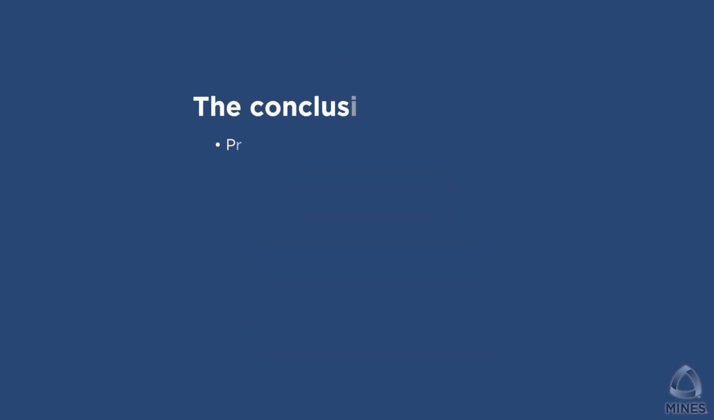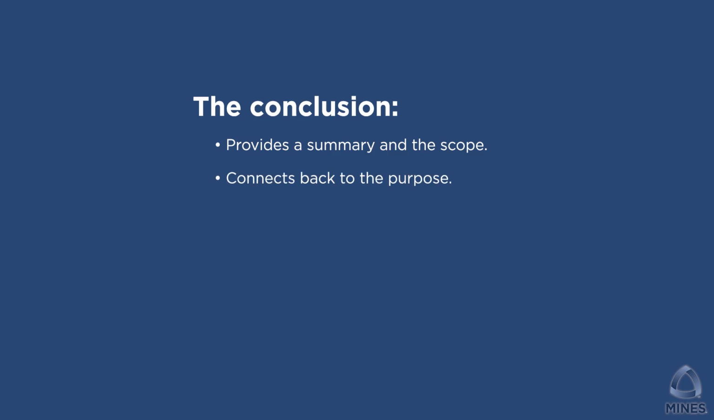In this video, we will discuss how to write a conclusion for a laboratory report. The conclusion is the last major section of a laboratory report. By this point, all results have been discussed and no new information is included. Instead, this section provides the reader with a summary of the methods and scope of the experiment. It conveys what was important about the results by connecting the discussion back to the purpose of the report.